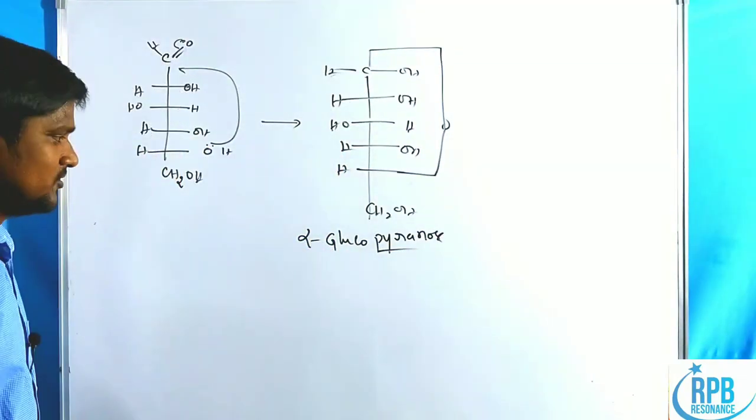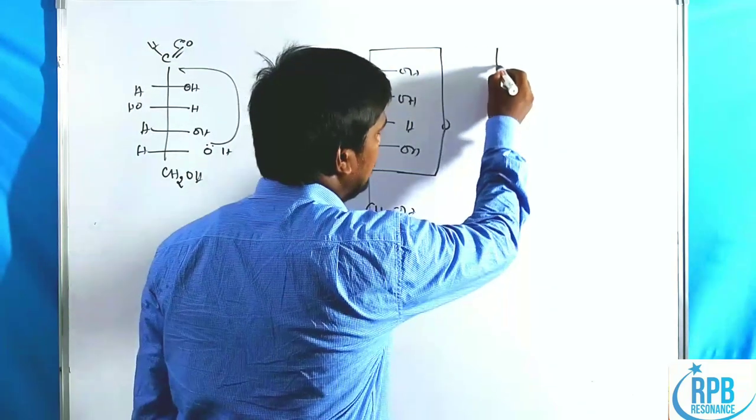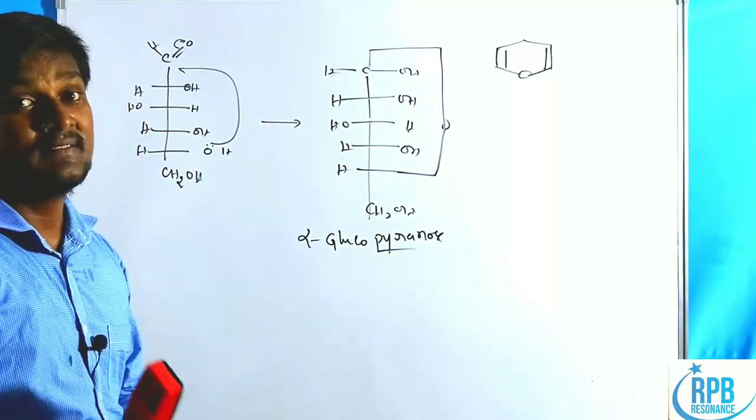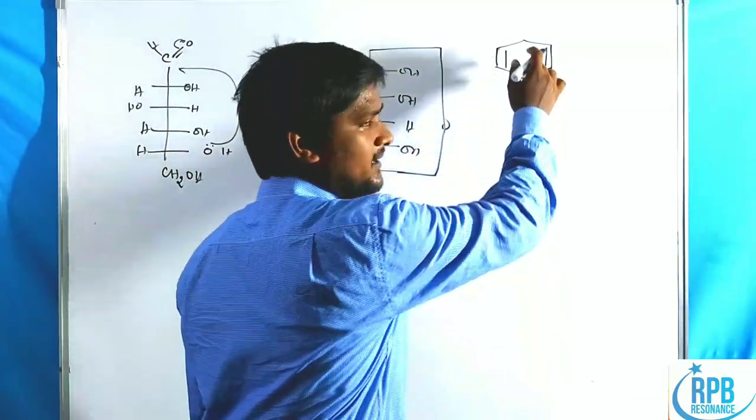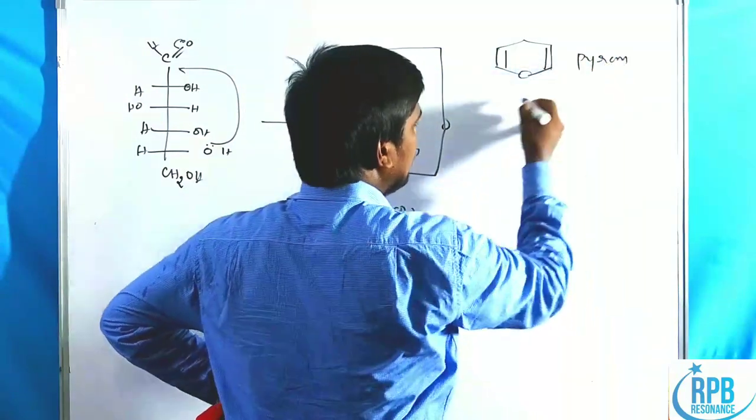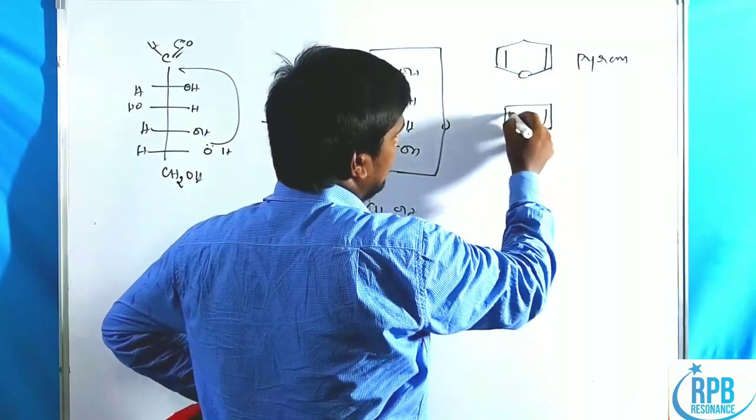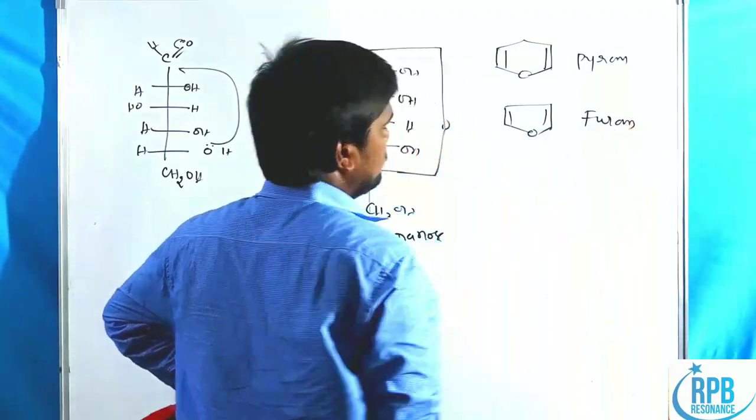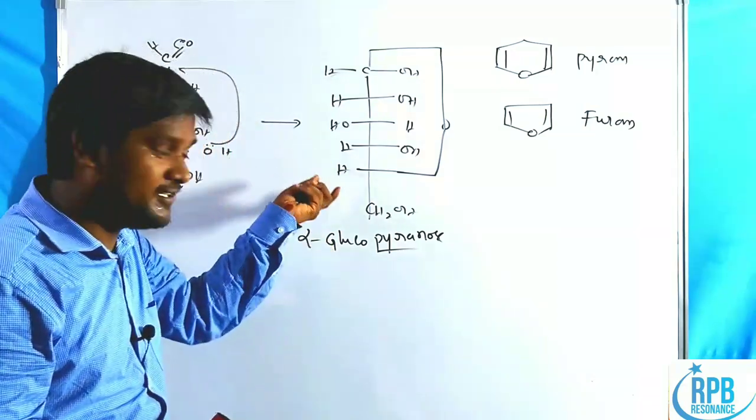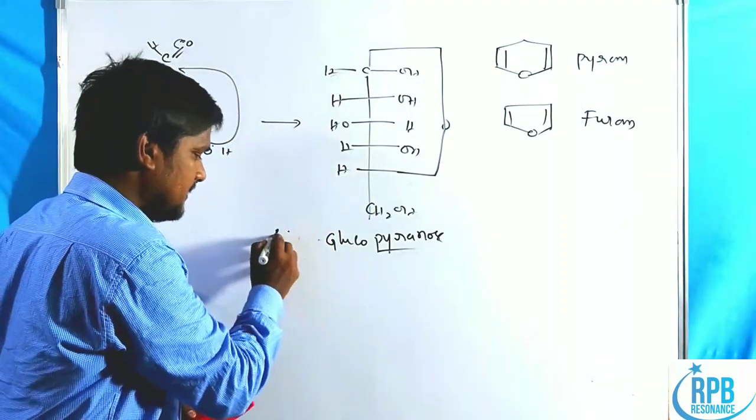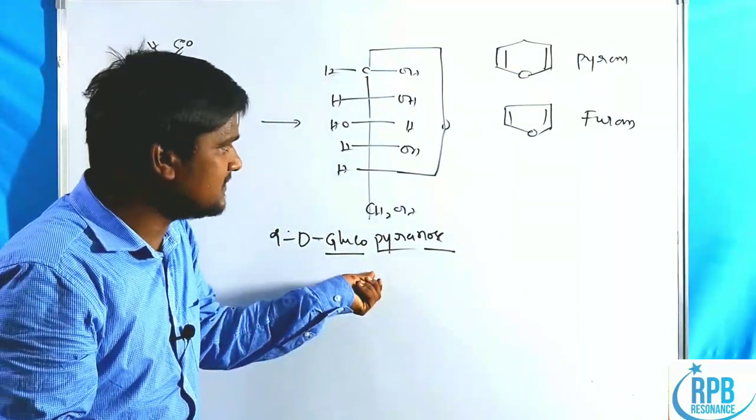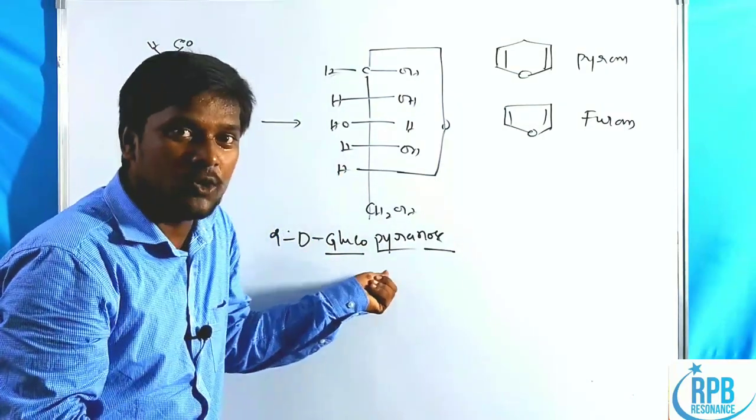We don't know the pyran ring. Okay, pyran rings are nothing but six-membered oxocyclic rings, or pyrans. Okay, here it is pyran. In the case of a five-membered ring, we know that it is furan. Pyran-containing saccharides are called pyranose. Because it came from glucose, that's why it is simply alpha D glucose, but it is in the form of pyran. That's why alpha D glucopyranose.